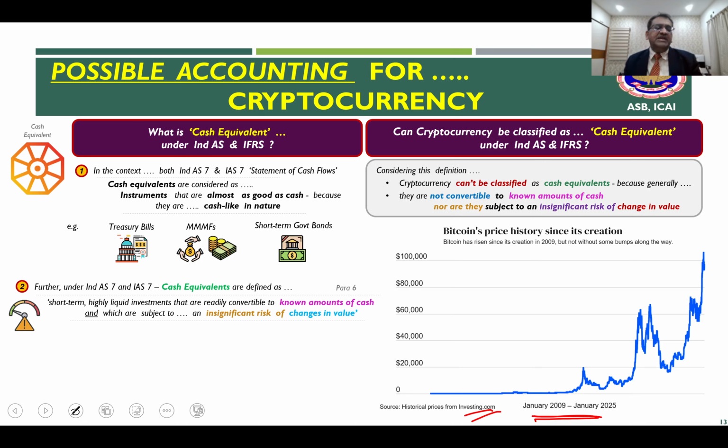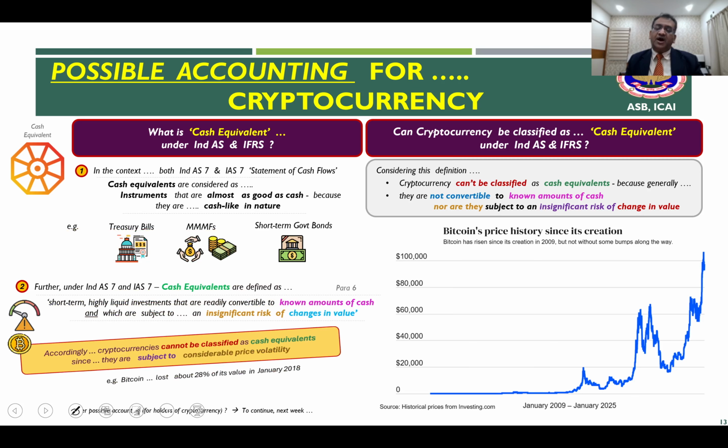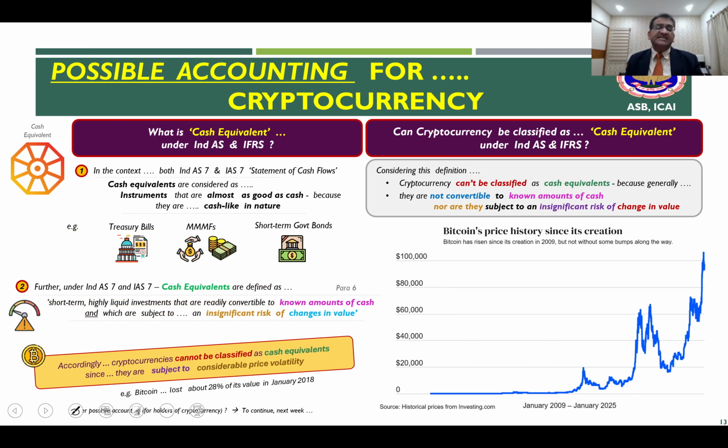they do not meet the definition of cash equivalent because there is wide fluctuation in the values, and even if they are converted into cash, a known amount of cash is not there. And therefore, even this test fails. Therefore, cryptocurrencies like Bitcoin cannot be classified as cash equivalent as well, because they are subject to considerable amount of price volatility, as is depicted in the chart alongside.